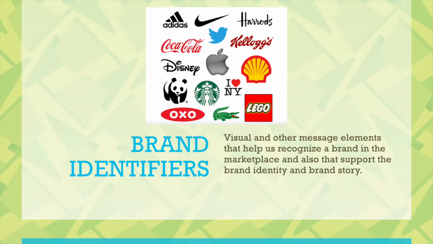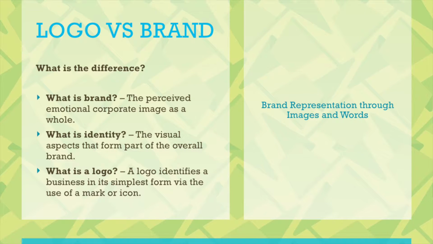If you look at this slide of the brand identifiers, all of these are recognizable brands. But the logo is not the brand. So what's the difference? A brand is the perceived emotional corporate image as a whole. The identity of that, the visual aspects that form part of the overall brand. That's the identity of the brand, but that's just the visual aspects. The logo then identifies the business in its simplest form by using a mark or an icon. So that way when we look at the swoosh, we know it's Nike.